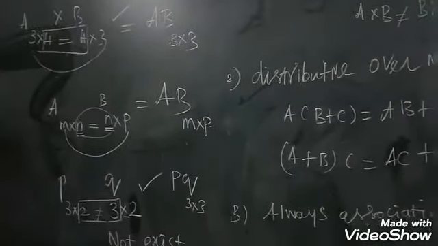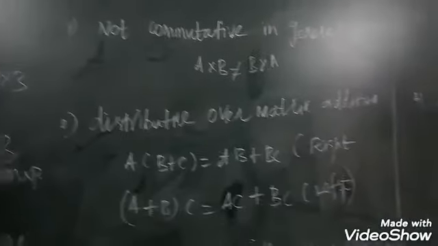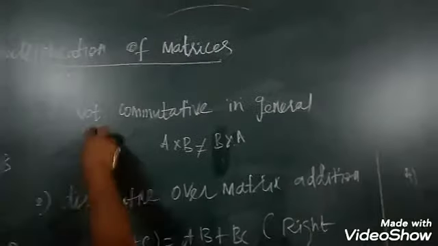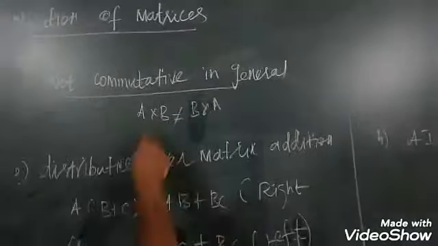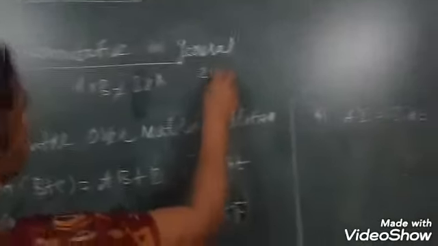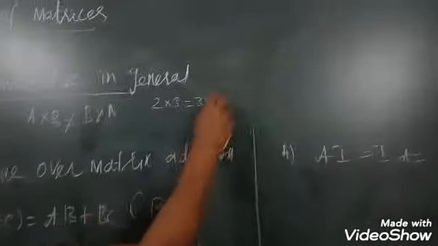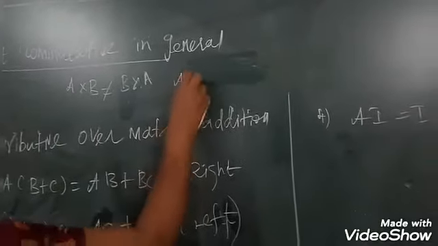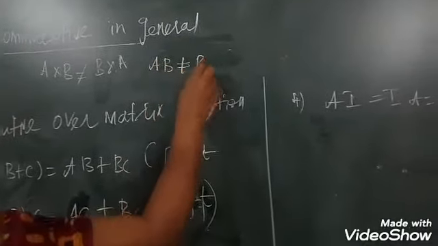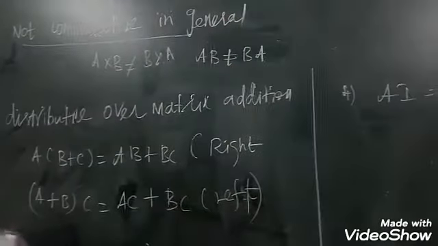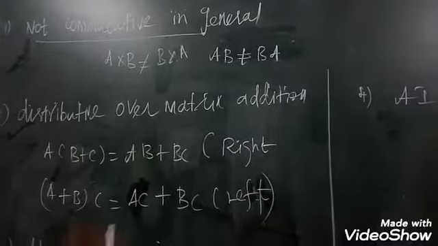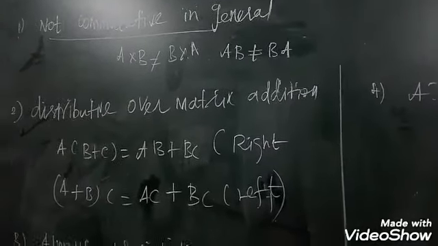Okay girls, then let us see the properties of the multiplication. Matrix multiplication is not commutative in general. See girls, if you multiply 2 cross 3 and 3 cross 2, it should be equal. But in matrix multiplication this is not true. Always AB is not equal to BA. Sometimes it may be equal, but in general not. We have to see the examples.